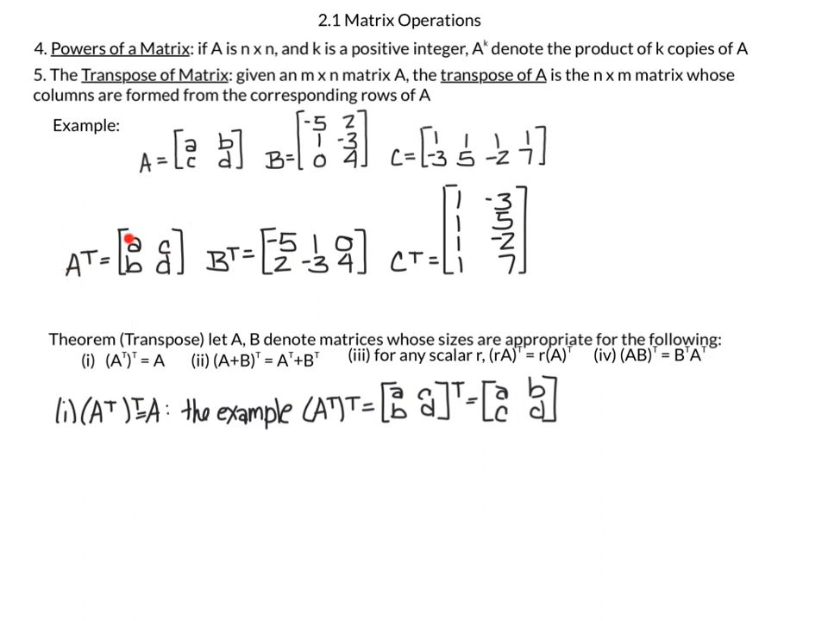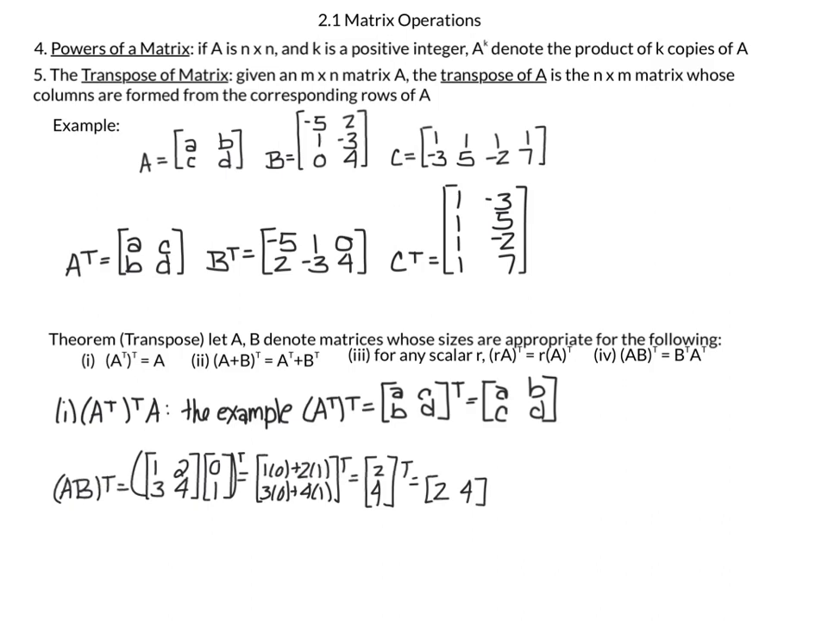We have A equal to [a, b; c, d]. So if we take the transpose of this, then each row, so the first row becomes the first column, the second row becomes the second column, and what we get is our original A back. This property isn't too surprising, but this one's a little bit different. So let's look at that.